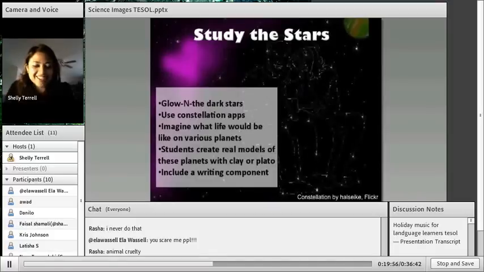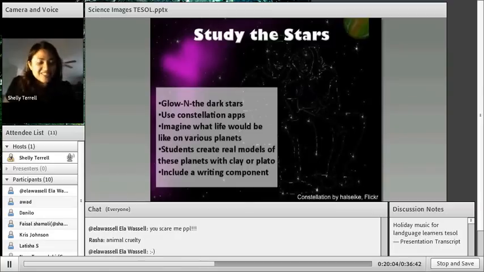I'm sorry, just on the chat box, Faisal said it's safe to use frogs. Yeah, if you're doing a dissection, you can do dissections, and those are kind of cool too. But you have to get parent permission if you do dissections and stuff.